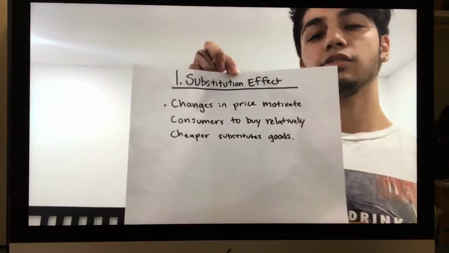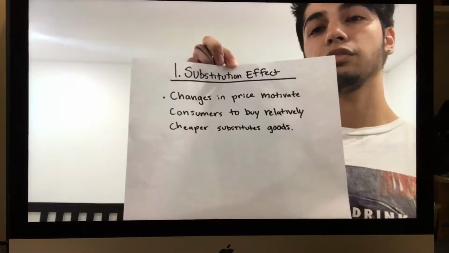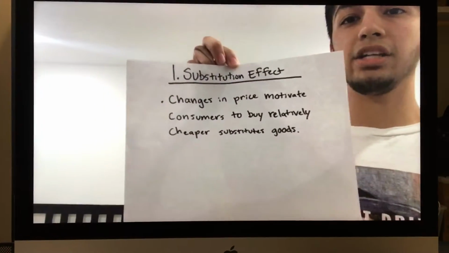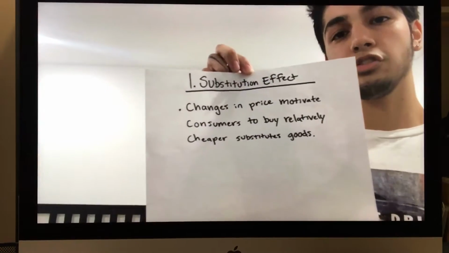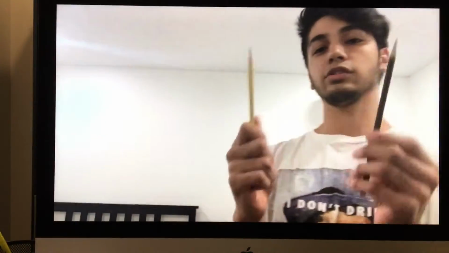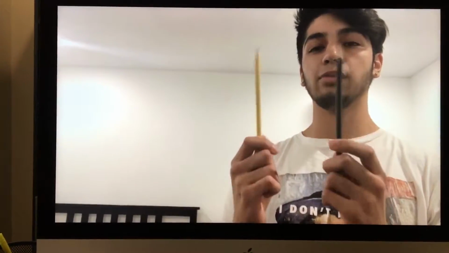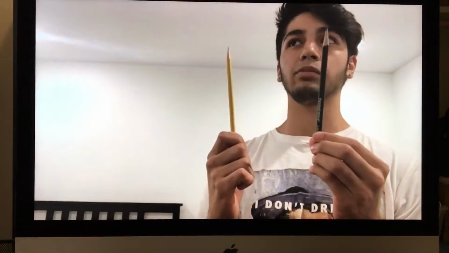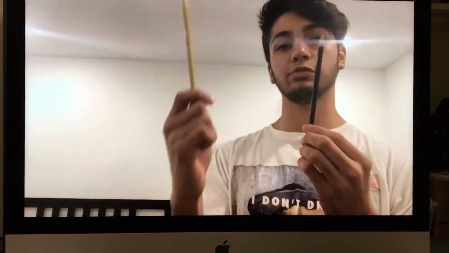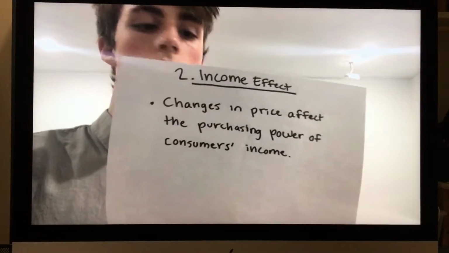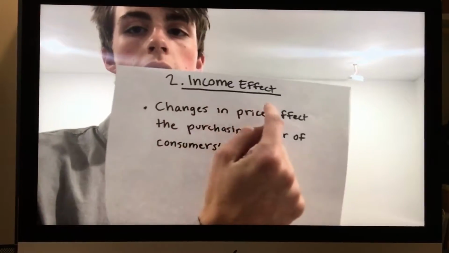So, there are three reasons why the demand curve is a downward sloping curve. The first reason being the substitution effect, which states that changes in price will motivate consumers to buy substitute goods that are relatively cheaper. For example, if I had these two pencils and they start off at the same price, but then this brand pencil drops its price 20 cents, then I'll be more motivated to buy this pencil versus this pencil.